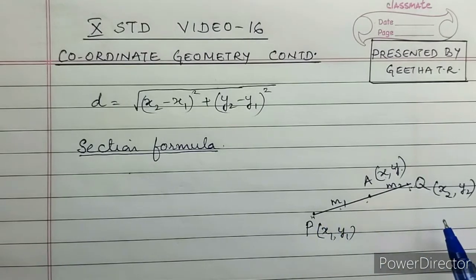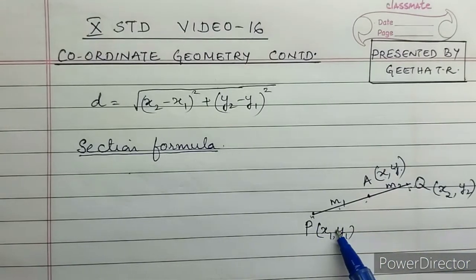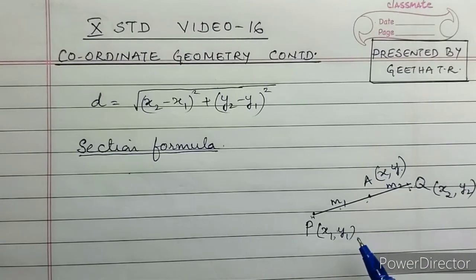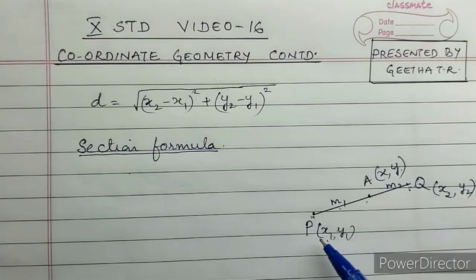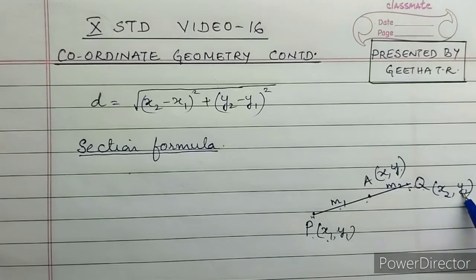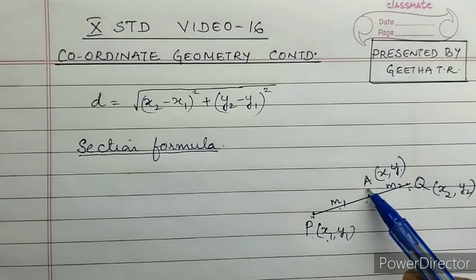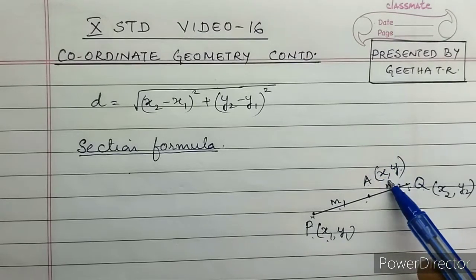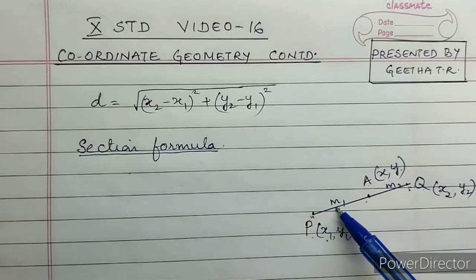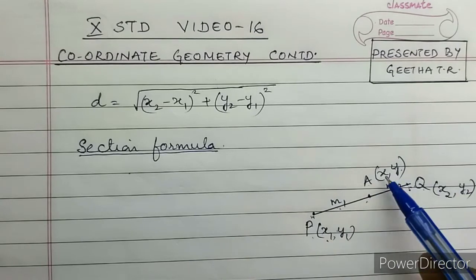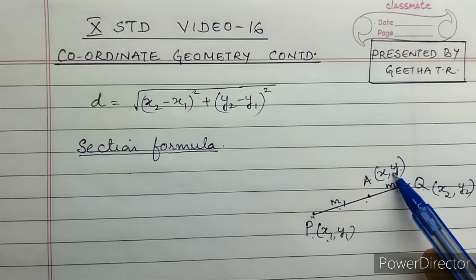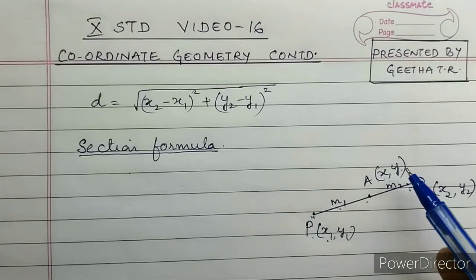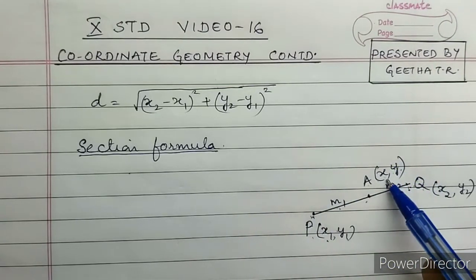Derivation is not at all important here. So you can directly learn the formula here, but the formula is very important. So remember the points: x1, y1 are the coordinates of P, x2, y2 of Q, and in between PQ, A with coordinates x, y, and the ratio is m1 is to m2. You are finding x, y. So coordinates you are finding, not like the previous distance formula. This is not distance, this is coordinates you are finding.